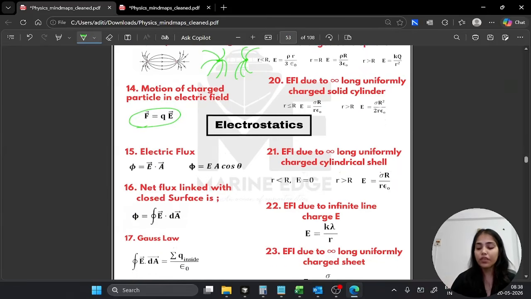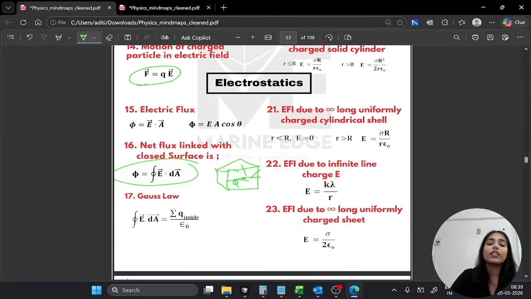Electric flux is the amount of electric field that is passing through a defined unit of area. That is E dot A. Then net flux linked to a closed surface. If we have a closed surface, in that case also the net flux is E into whatever area is there. For example, if this is a cuboid and inside this we have a charge, let's say Q, whatever amount of electric field is getting out of these 6 surfaces is the flux linked with the closed surface.